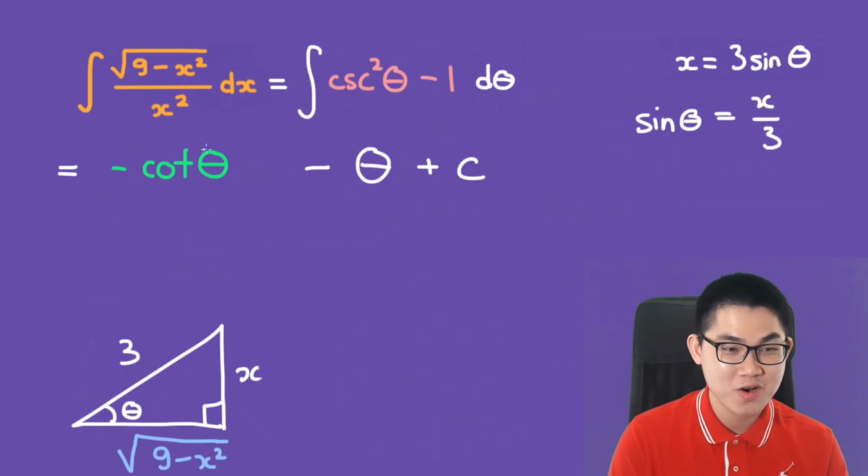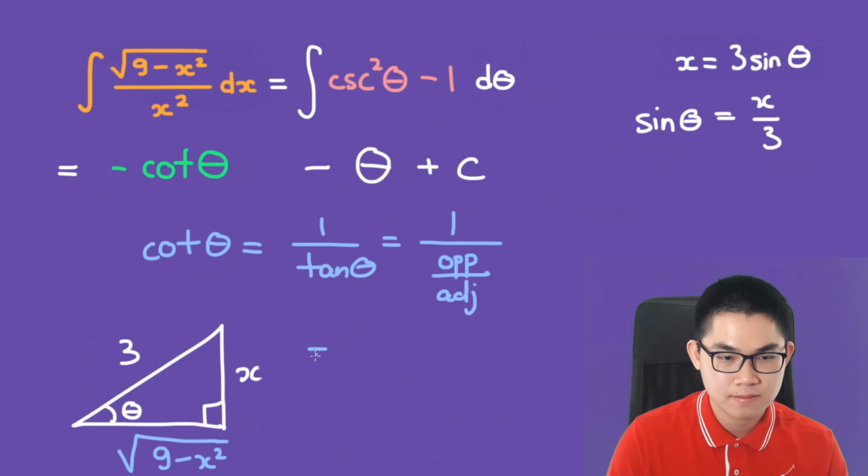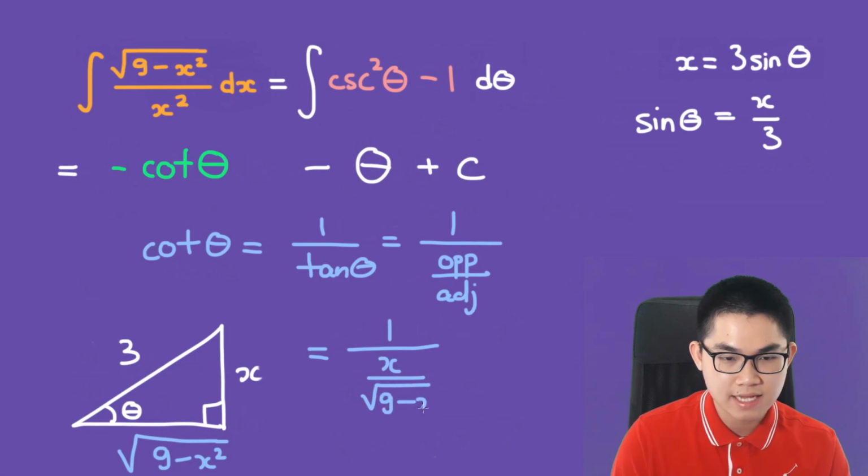Using this triangle, we can find the cotangent. Cotangent is equal to 1 over tan. And from SOHCAHTOA, tan is opposite over adjacent. So opposite is x, and the adjacent is the square root of 9 minus x squared. So this would be the square root of 9 minus x squared over x.